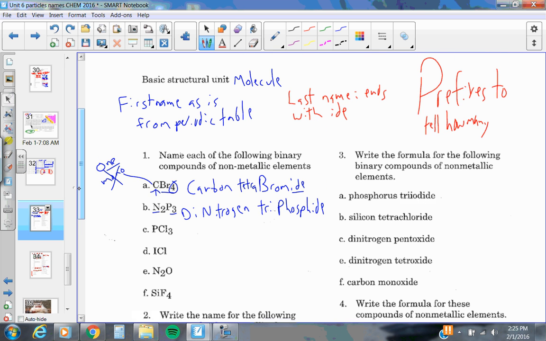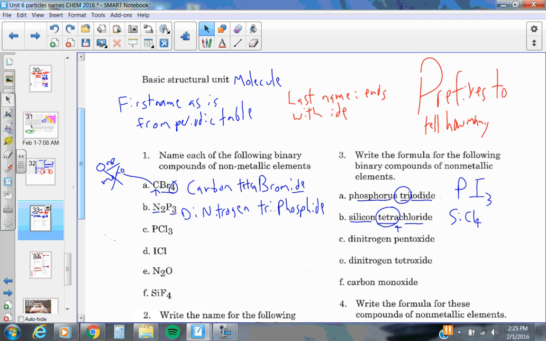When we go to the other side, this is even simpler. We simply, it says phosphorus, put a P. Triiodide, it's going to be I, and this tells us that there's 3 of them, PI3. Silicon, Si. Tetrachloride, Cl, but tetra means 4, so that means it's SiCl4. You try the rest. These ones are easier than the others.